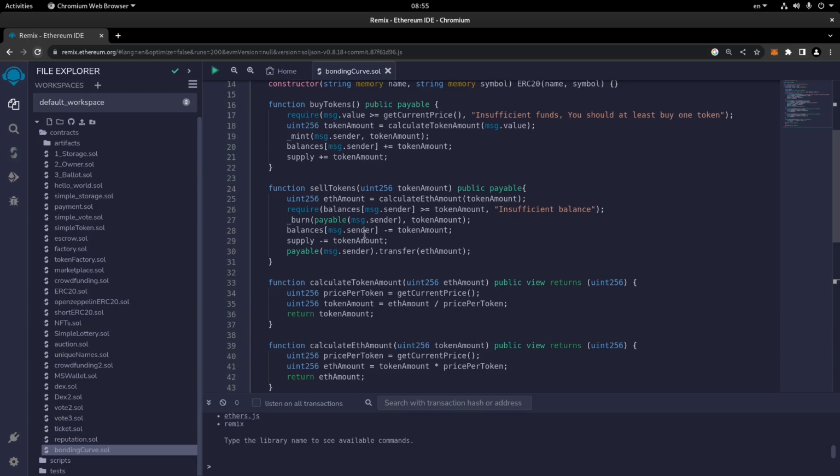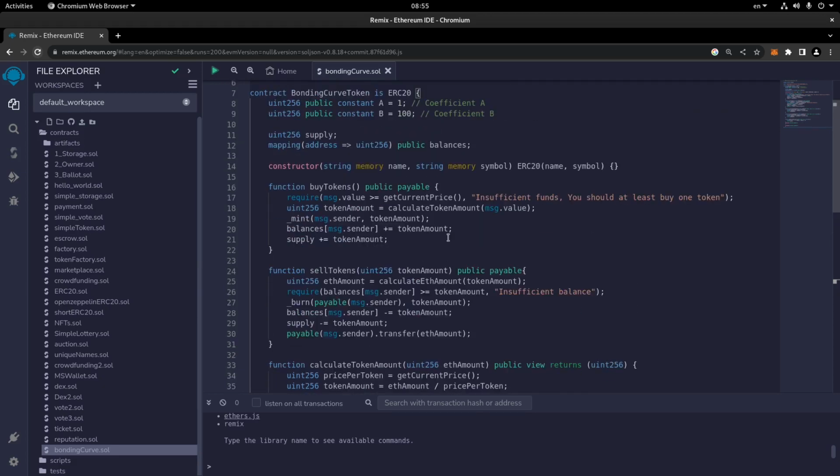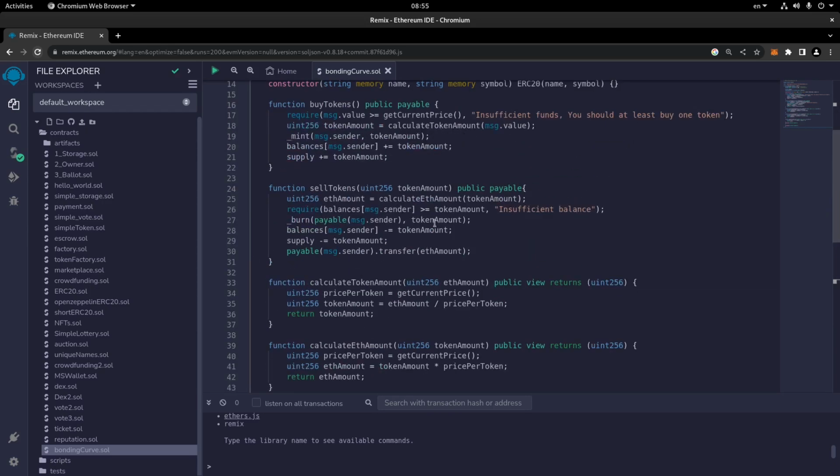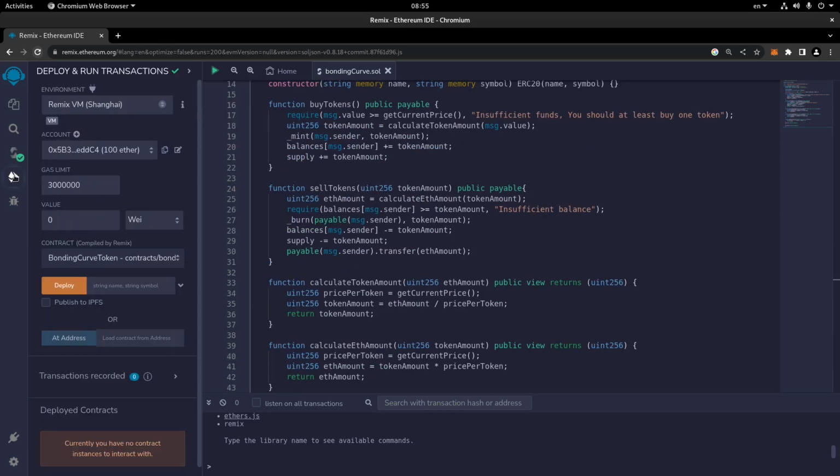Also notice that you should set or change the balance of the person who wants to sell the tokens, so that you decrease the amount by the token amount that he or she wants to sell. Make sure you make these two changes, and then we will press Ctrl S, and now we're ready to deploy the smart contract.